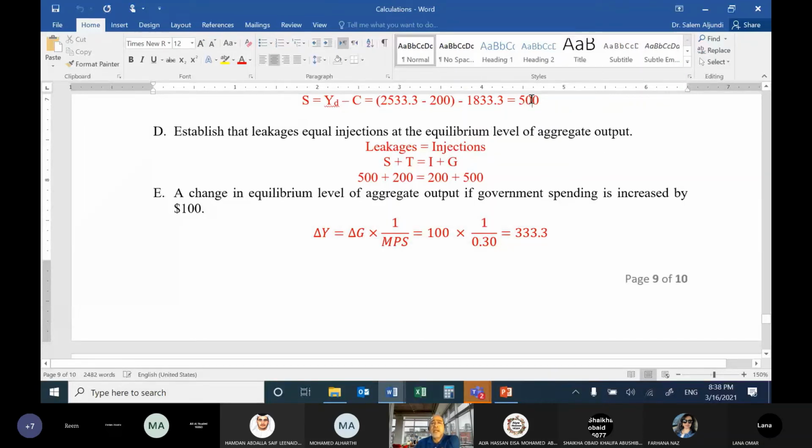Okay, so saving, we calculated 500, taxes from the quotient, investment from the quotient, government expenditure from the quotient, both sides should be equal. So here 700 equals 700. It's not necessary for saving to equal investment or for taxes to equal government spending. It's okay to have deficit or surplus in public budget, but it will be balanced by the relationship between saving and investment.